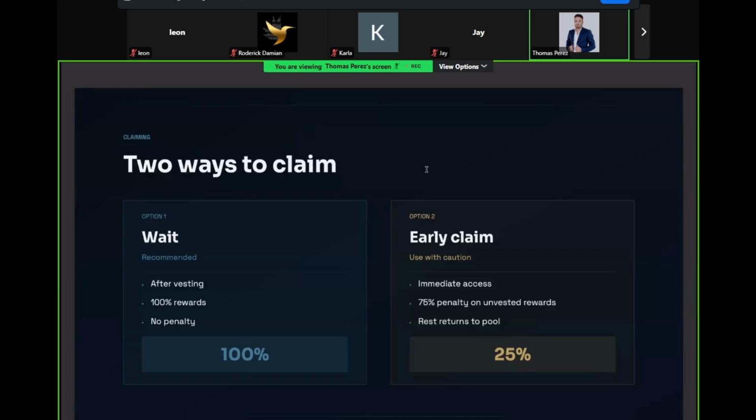You can do whatever you want. Early claim, that's fine, but there is a penalty. Or you can wait for those specific rewards to be fully vested, and you can claim all without any penalties.